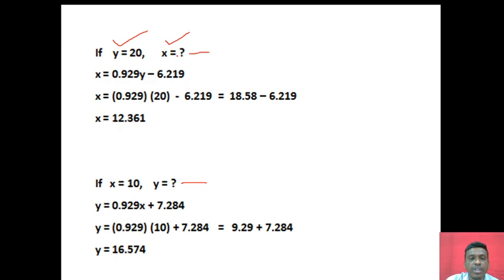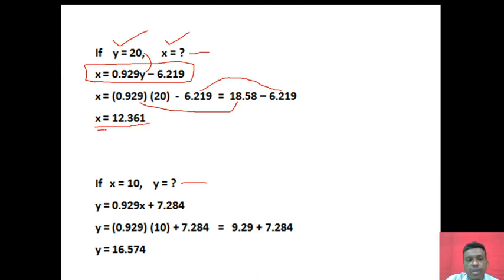So what is the regression equation of x on y? We have found it from equation number 1. We are getting x equal to 0.929y minus 6.219. Just substitute the value of y as 20 here. Multiply 20 into 0.929, you will get 18.58 minus 6.219. The total answer is x equal to 12.361. Fine.